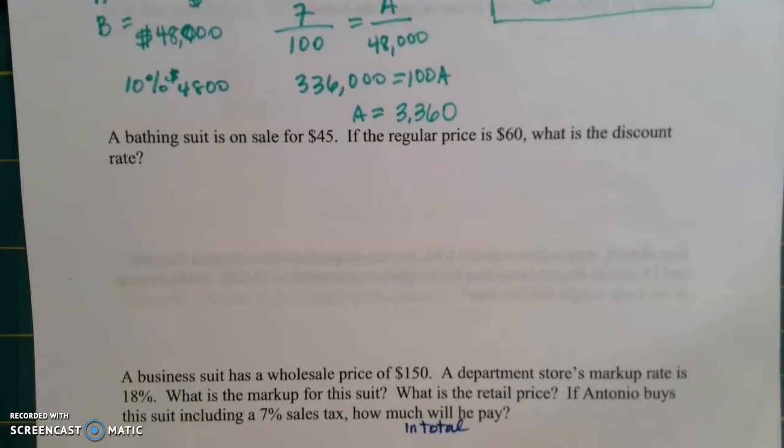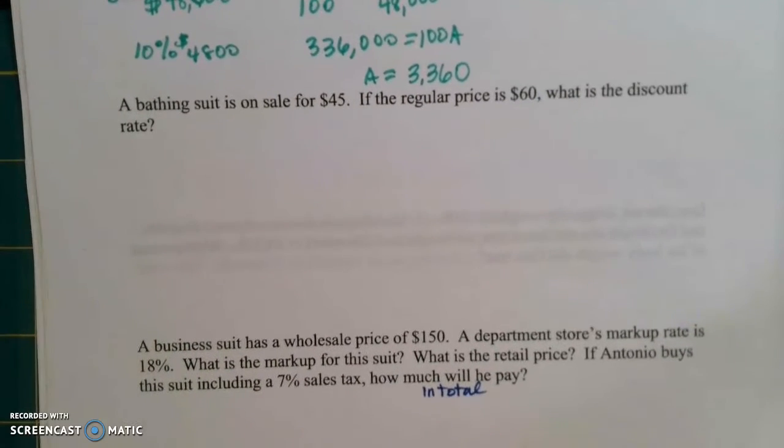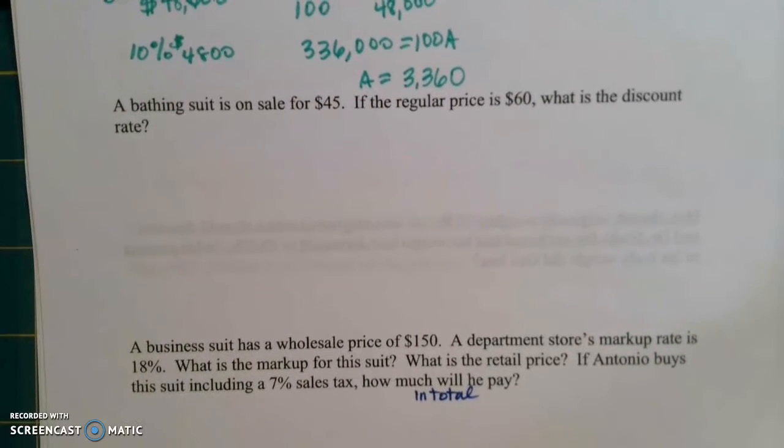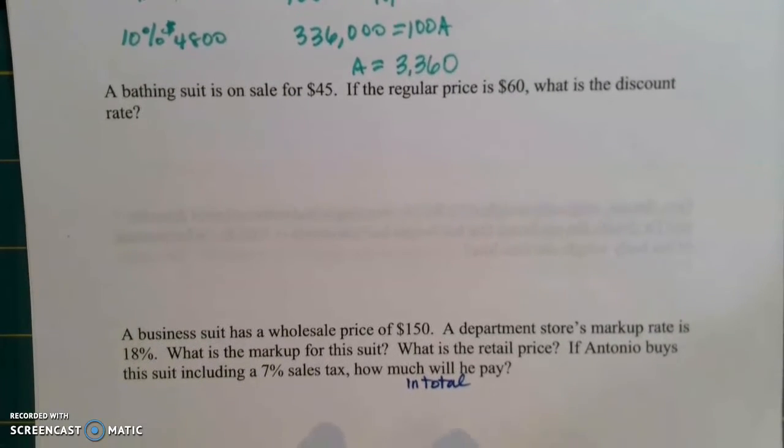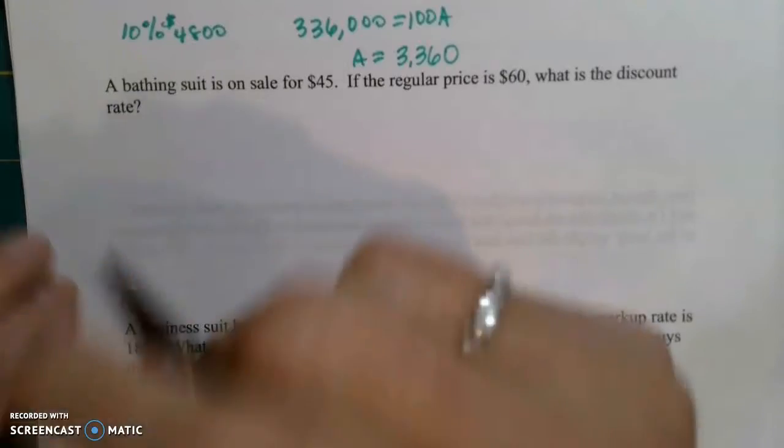Now this next one gets at the kind of problem that tends to trip people up the most, because we end up having to do a subtraction at some point in this problem. So a bathing suit is on sale for $45. If the regular price is $60, what is the discount rate?